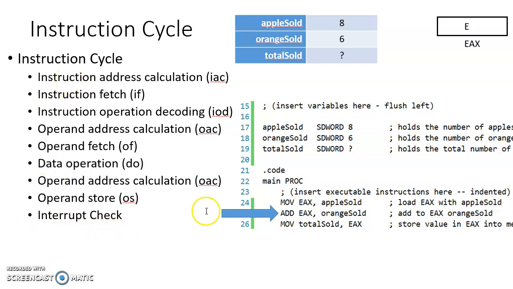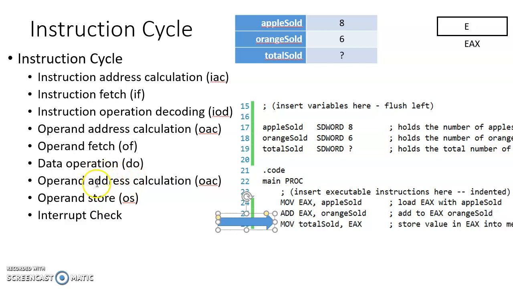The instruction address calculation is figuring out where this instruction is. And then the fetch will bring that move total sold EAX onto the processor. So in terms of decoding it, it knows it's going to have to be storing something back to memory. In terms of operand address and operand fetch, there's not a need to do that because EAX is what it has, and we're writing back to memory. That'll be the latter part that we'll take care of. So then the data operation is that in the store, this value, the E, is going to get put back into memory.